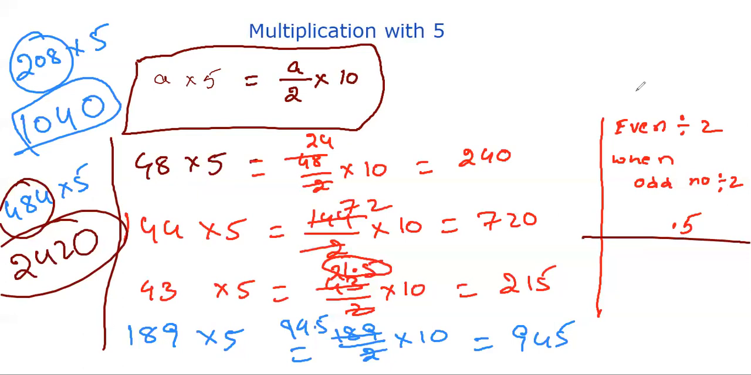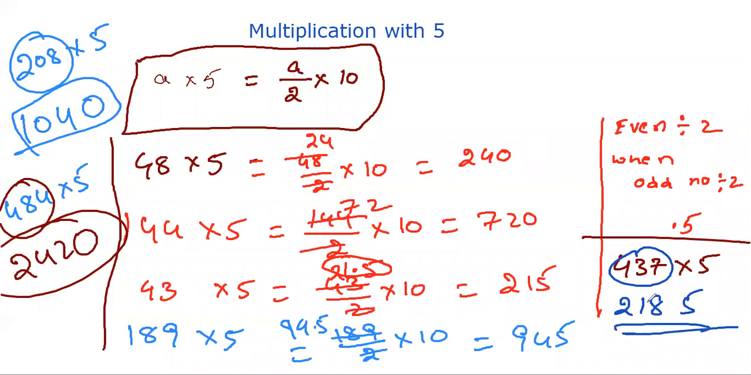Another example we will discuss. Any value which is multiplied with 5, for example 437 into 5. First make this value half. Half of 4 is 2, and in 37, 18.5. But if you are multiplying with 10, this point will not be here, right? Then your answer is 2185. Is that clear, friends?